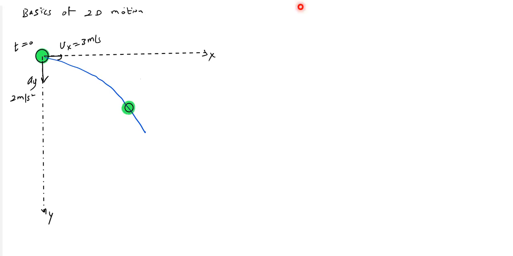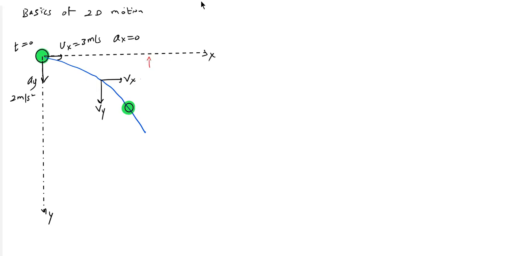Now, because of the initial velocity and acceleration, the velocity along the y-axis should keep on increasing, and there is no acceleration along the x-axis. So here, the velocity of the particle will increase. In which direction will it increase? Along the y-axis. Then after some time, let it be here.